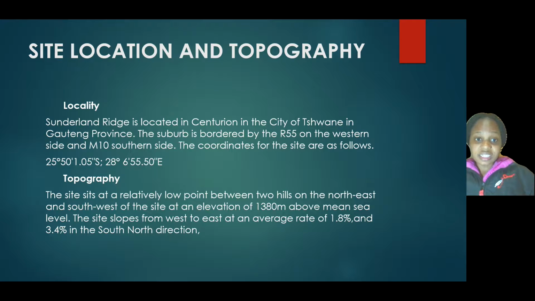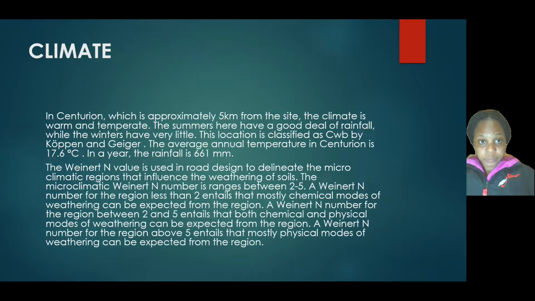Topography. The site sits at a relatively low point between two hills on the northeast and southwest of the site at an elevation of 1,380 meters above sea level. The site slopes from west to east at an average rate of 1.8% and 3.4% in the south-north direction.